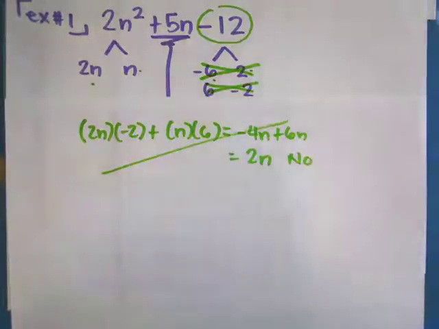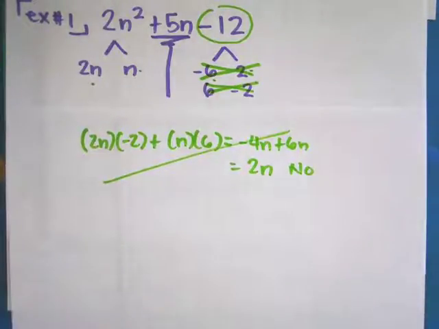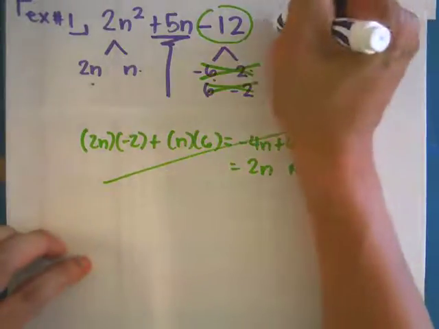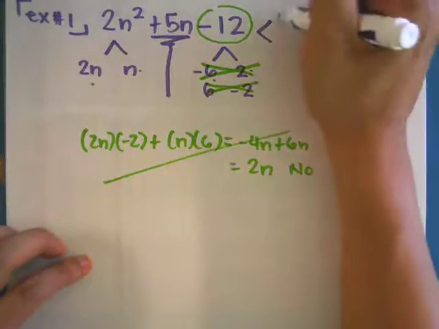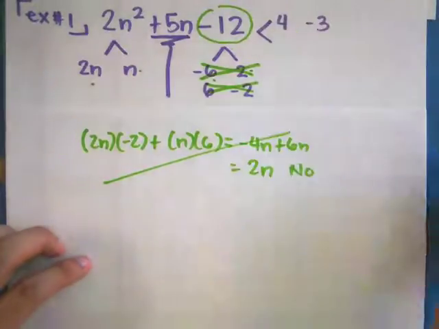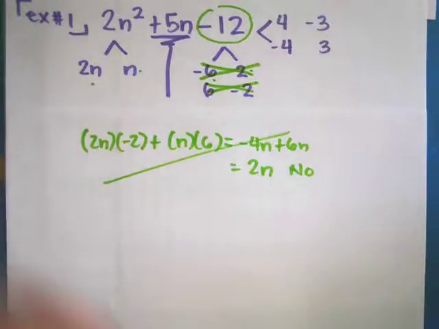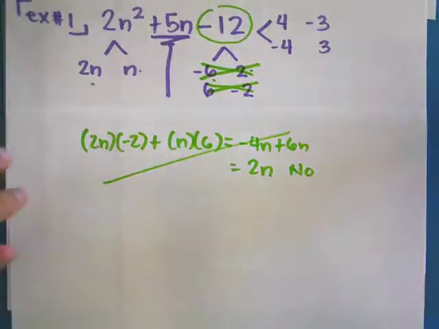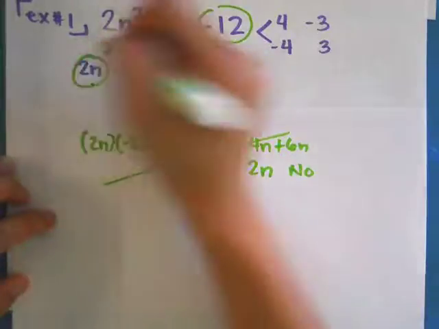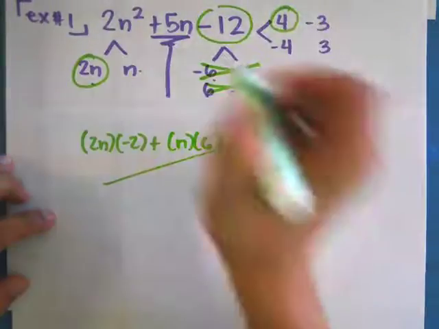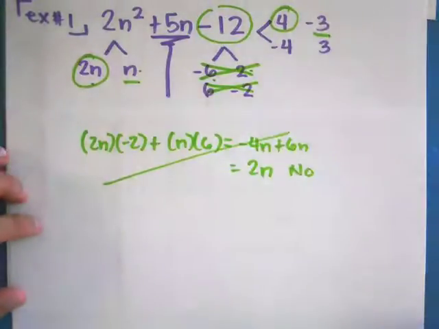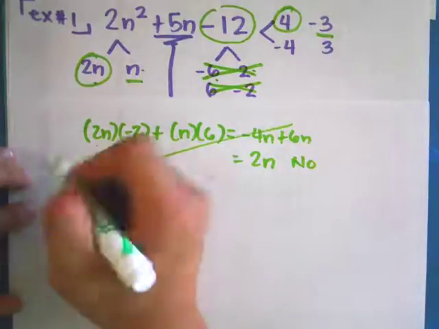Then the next step is you just need to find other pairs that multiply together to make -12. Maybe we could use 4 and -3. There's also a combination of -4 and 3. I'm actually going to help you choose the right one just for video purposes only. What I'm trying to do is trial and error just to get that positive 5n. The correct pair is 2n with the 4 and then the n with the -3.